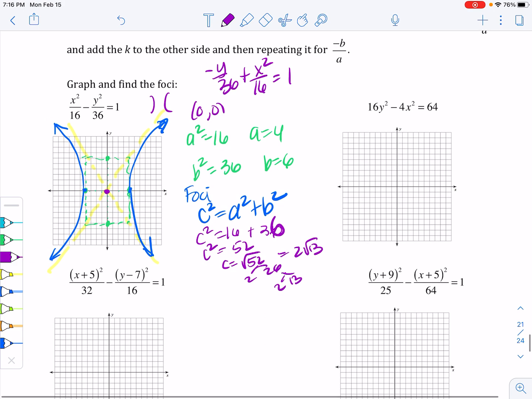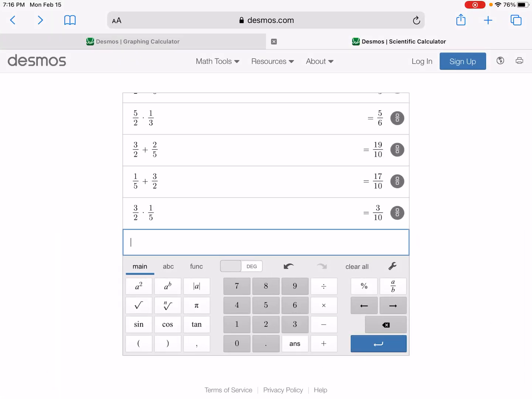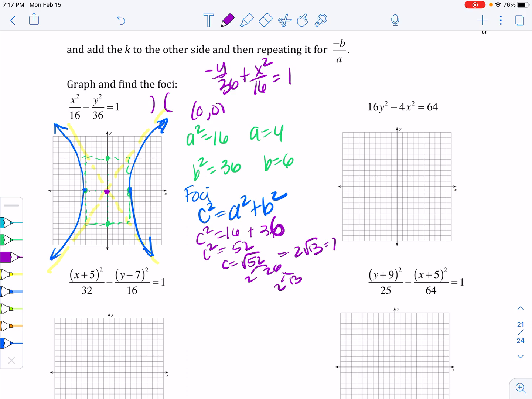Okay. If we put 2 root 13 in the calculator, that gives us 7.2. So we know this distance is about 7.2, so we've gone over by 4, 5, 6, 7.2, and then those are the foci. Usually they subscript them as 1 and 2.